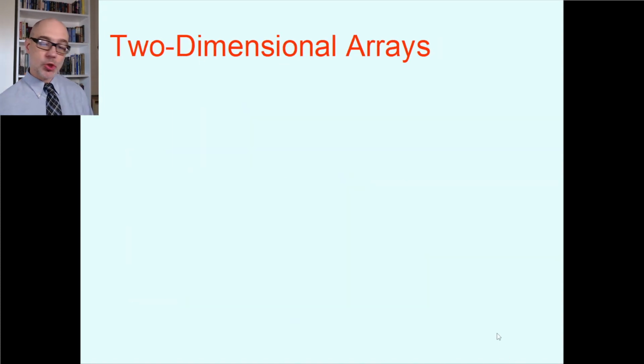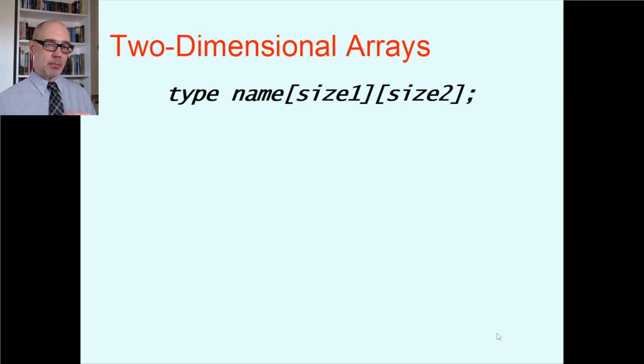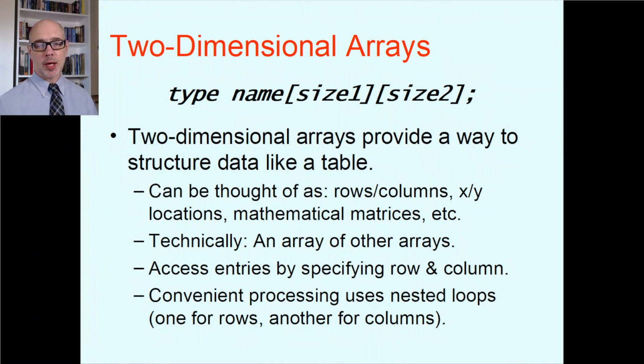Okay, don't forget about 2-dimensional arrays, right? You can make multi-dimensional arrays like this. Here's the return type, here's the name of the array. Now you have 2 square brackets indicating the 2 dimensions of the array. So 2-dimensional arrays provide a way to structure data kind of like a table, right? Columns and rows. Or you can think of it like XY locations in a Cartesian coordinate system. You can think of it like a mathematical matrix, the number of rows and number of columns, if you've seen any linear algebra with matrices at all. So very, very useful for all those kinds of jobs.